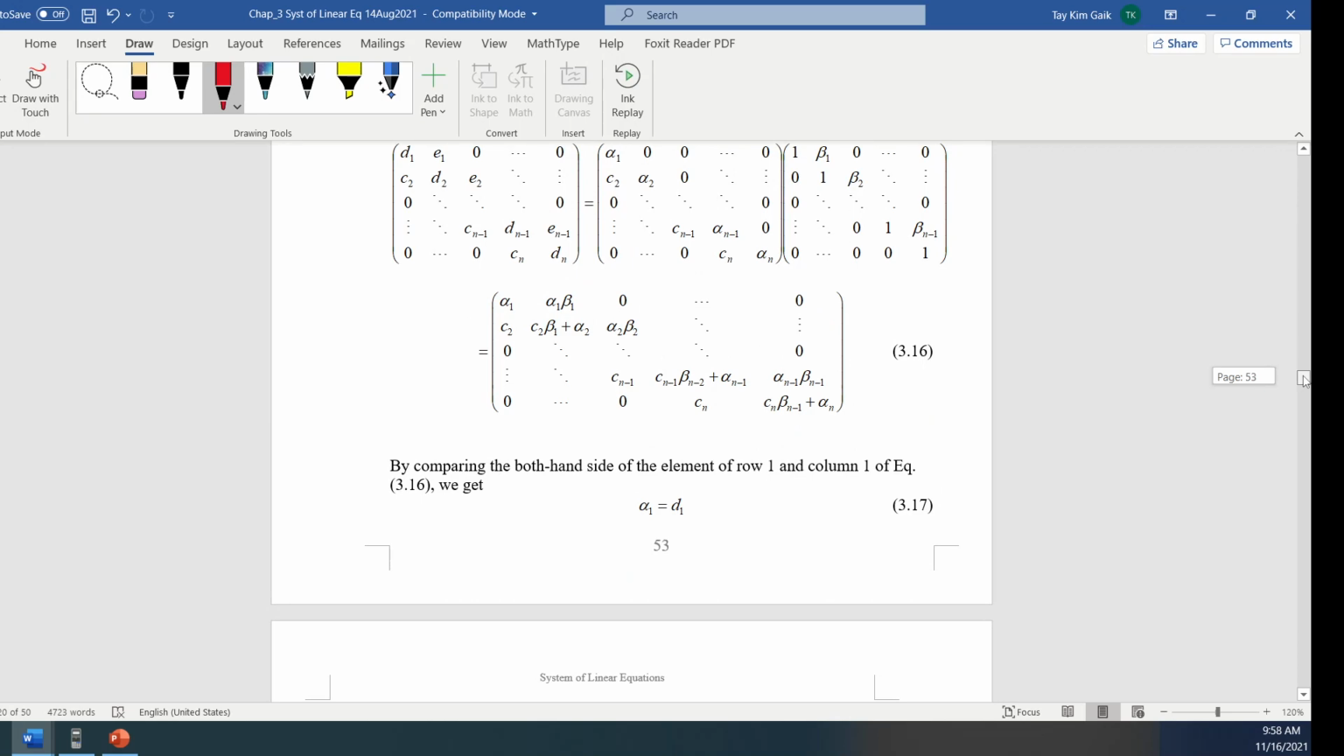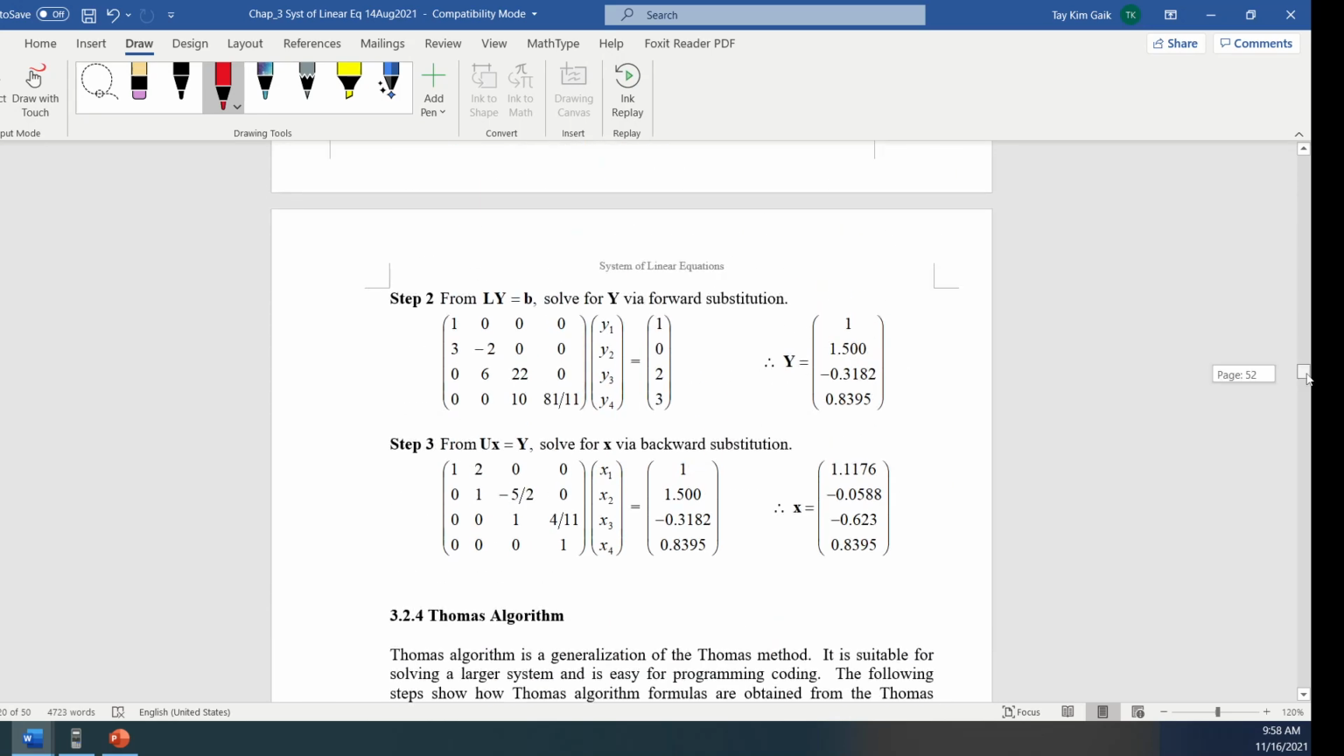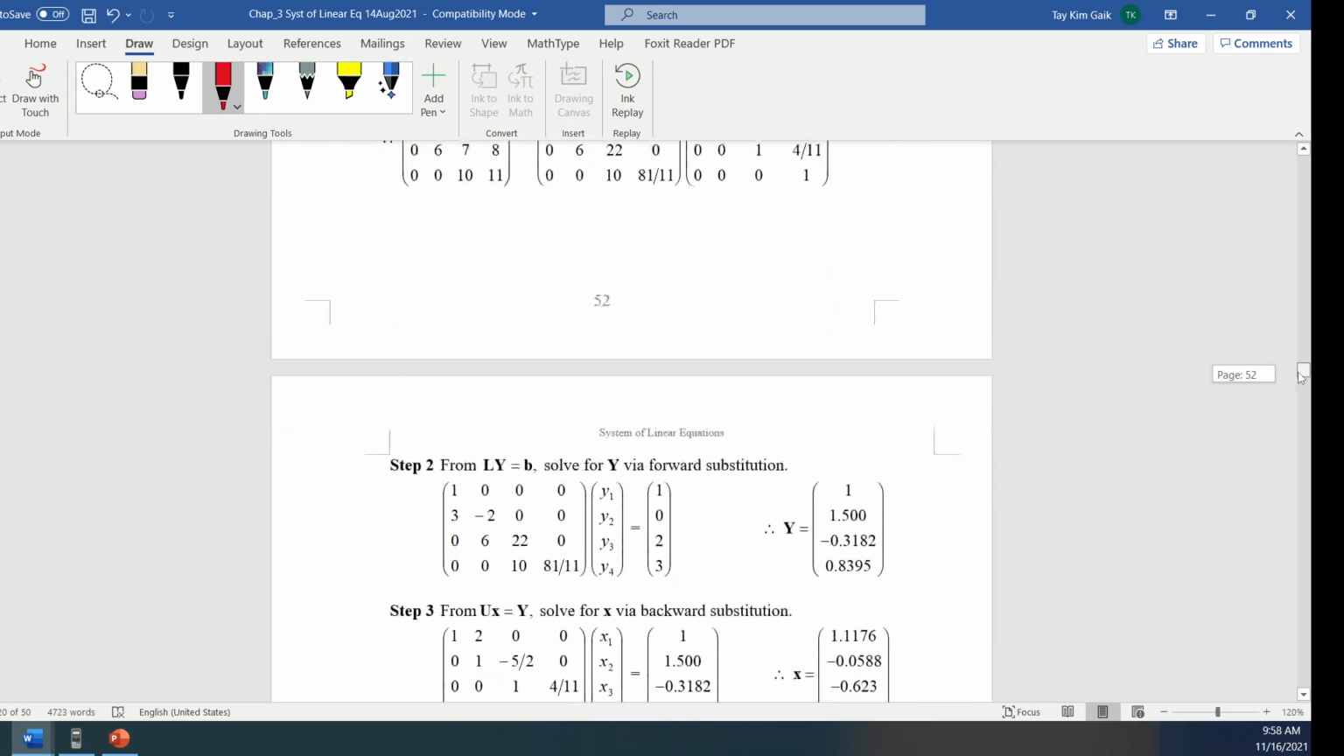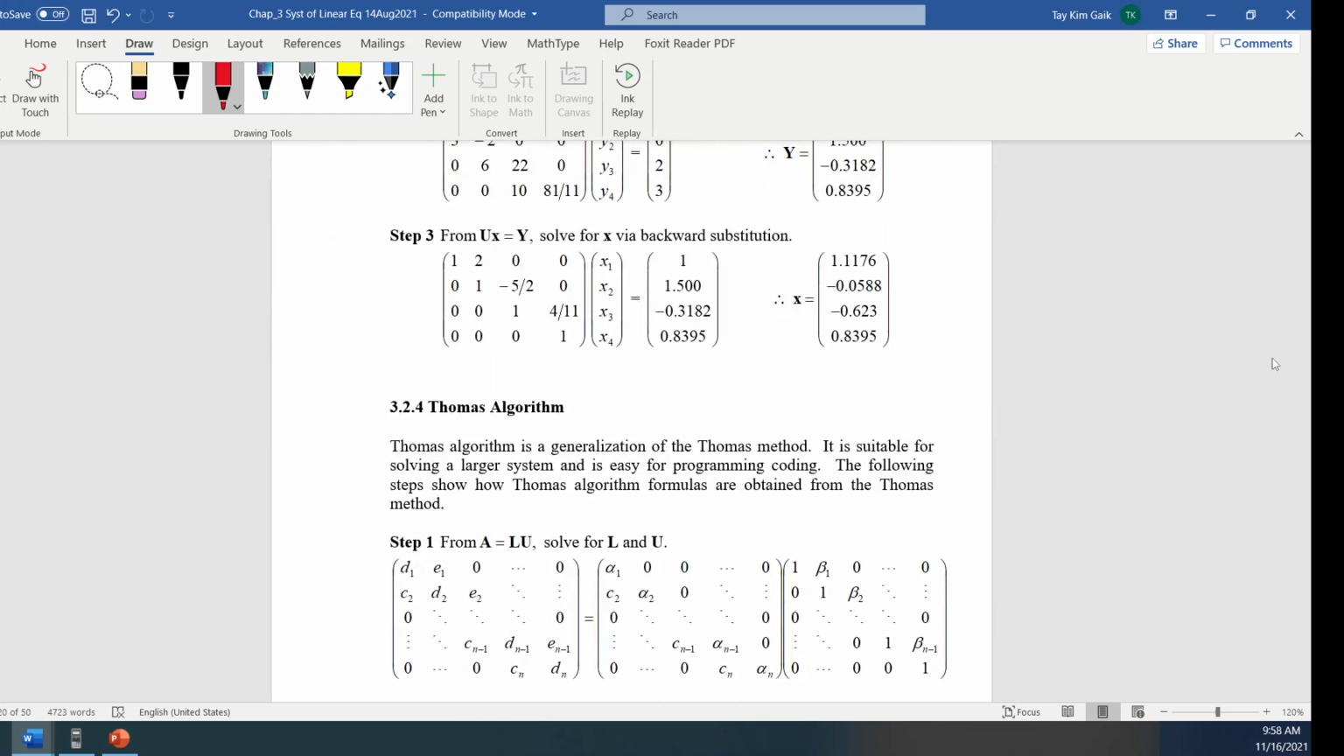And then step 3 is from Ux equal to y, where y is obtained in step 2. Also, you need not solve manually backward. You may key it into your system. Backward means you start from the last equation and solve until your x1. You can also directly use the equation mode in your calculator to obtain the answer quickly.